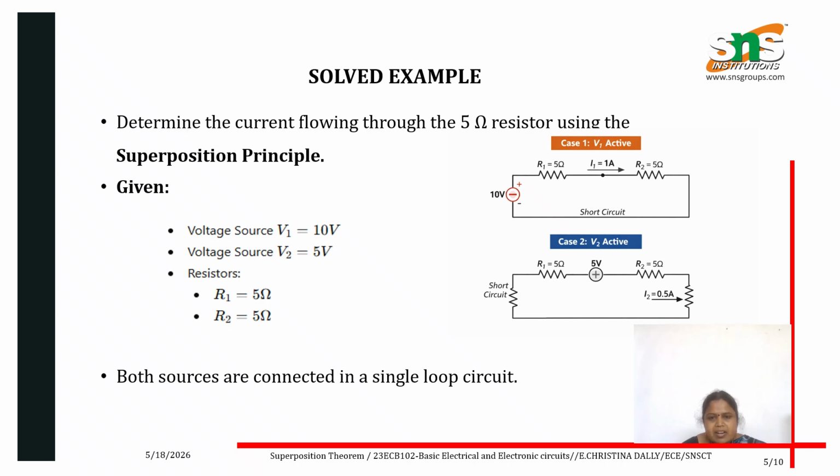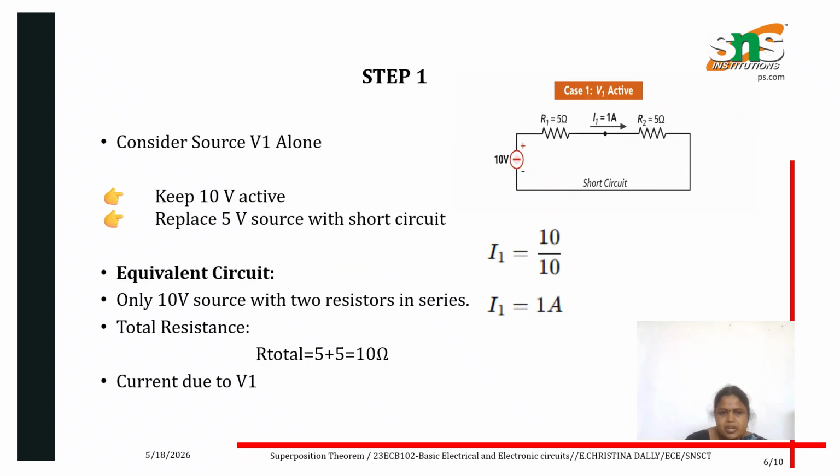For example, from the circuit, the voltage source V1 is given as 10 volt, and V2 is given as 5 volt. The resistors R1 and R2 are 5 ohm each, and both the sources are connected in a single loop circuit. If we consider the source V1 alone, we keep the 10 volt active, and we replace the 5 volt source. Now we calculate the current: I1 is equal to 10 by 10, which is 1 ampere. The total resistance here is 5 plus 5, equal to 10 ohms.